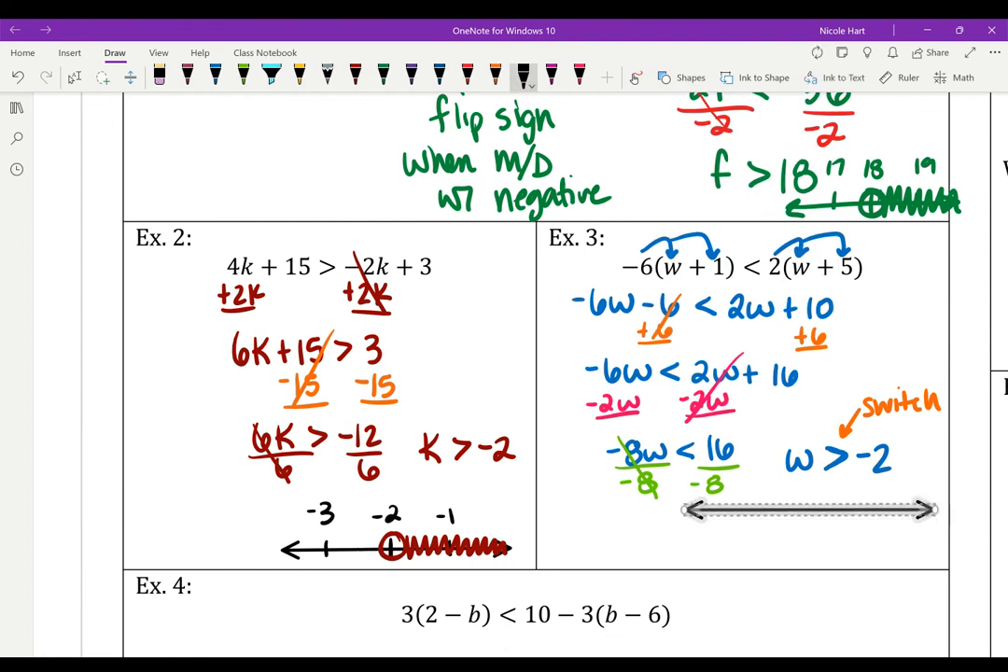When we go to graph it, we have negative 4, negative 3, negative 2, negative 1, 0. We have an open circle. There's no line underneath our greater than symbol. And we're greater than, so we're going to go to the right.